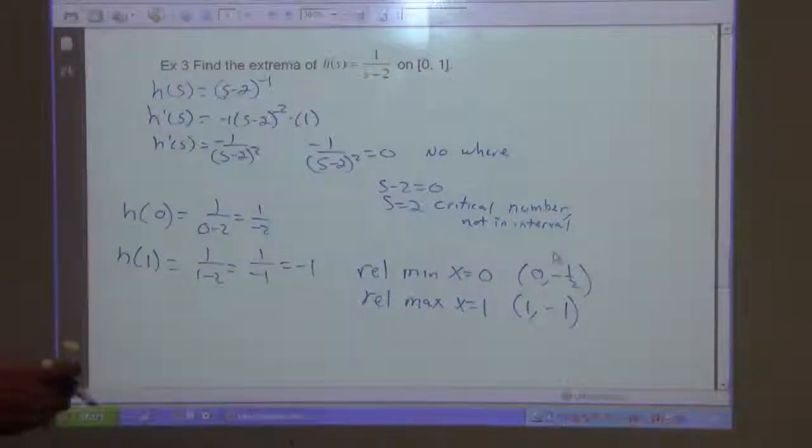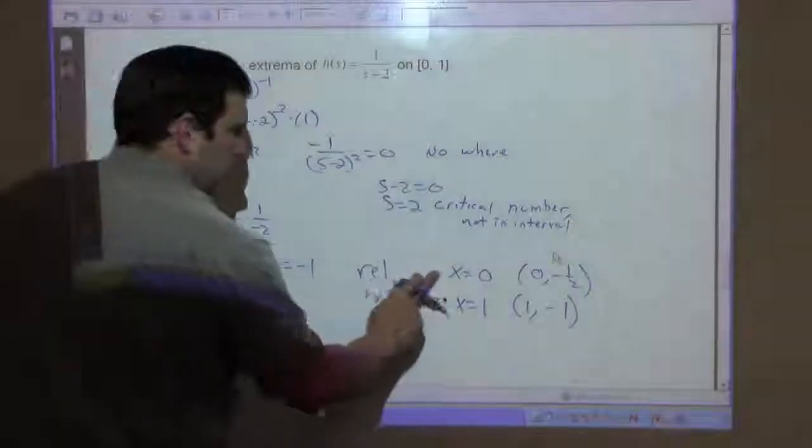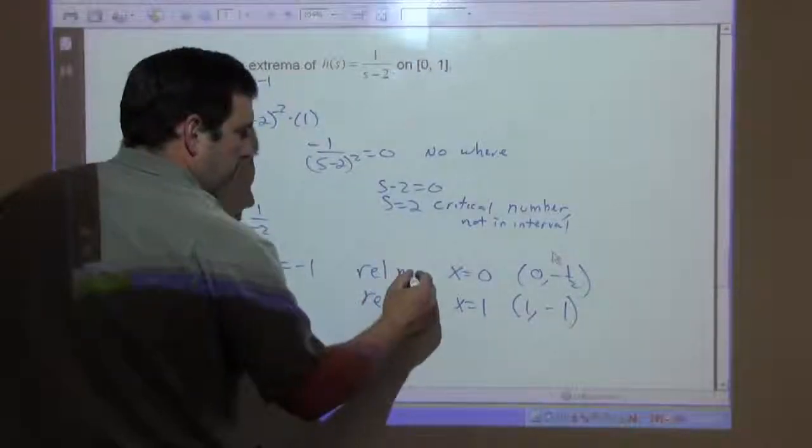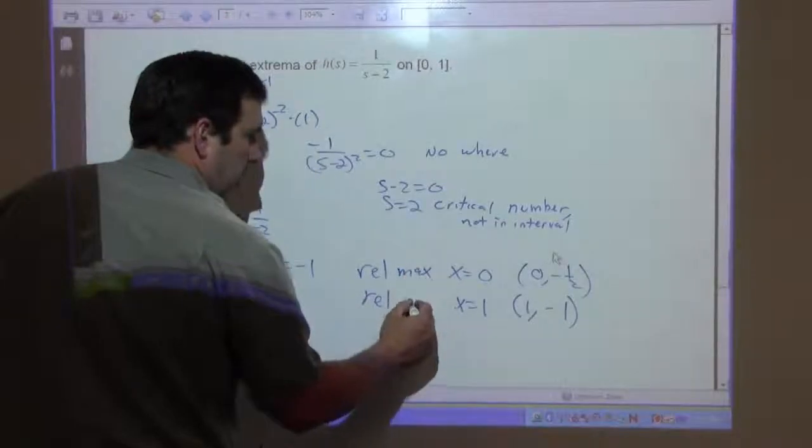Take that back, got those mixed up. Negative 1/2 is bigger than negative 1. So we'll call this the relative max here, and the min here.